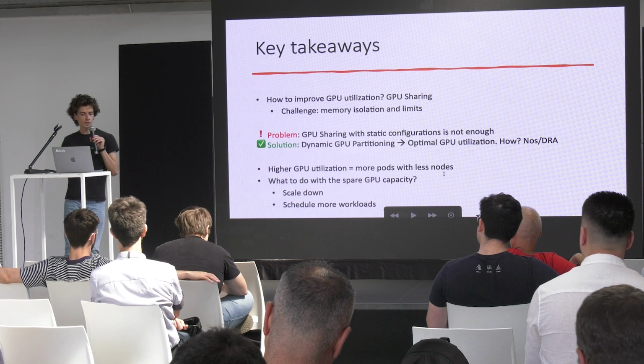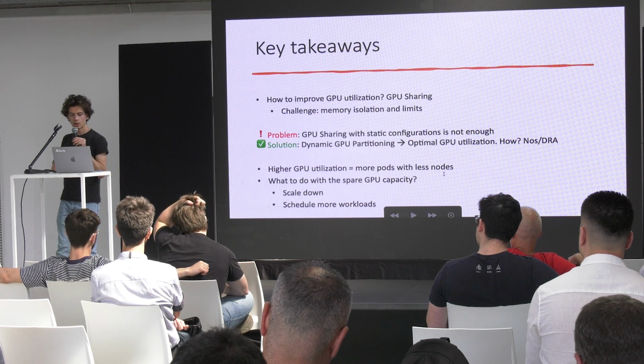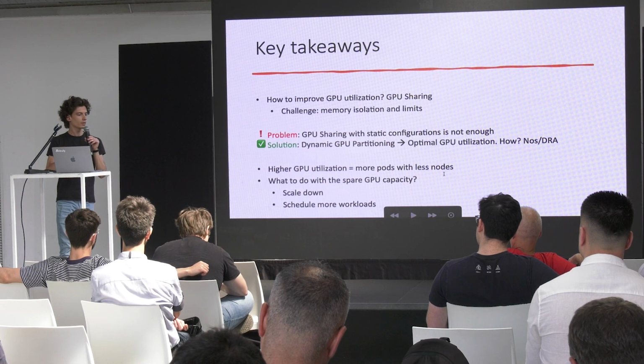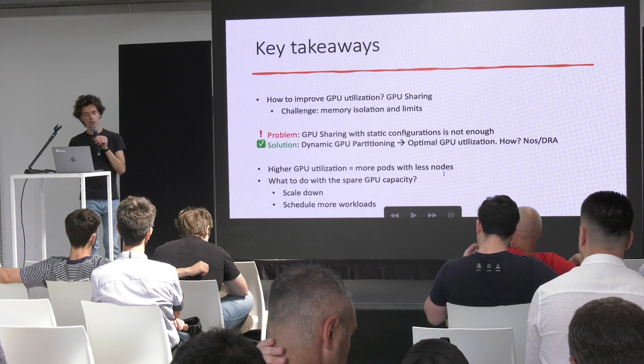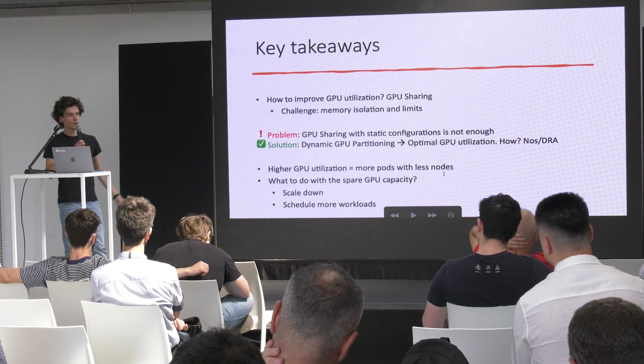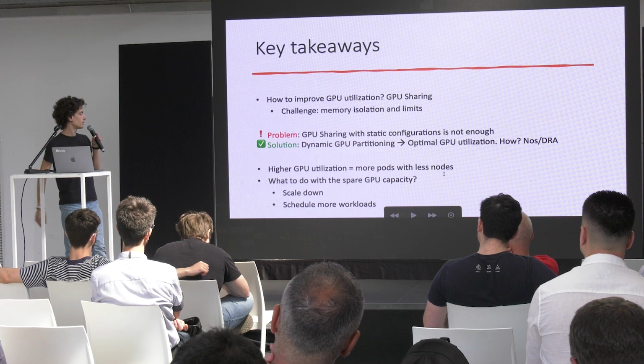So higher GPU utilization means we can schedule more pods with fewer nodes. And what do we do with spare capacity? Well, we can either scale down the cluster if we want to save money, or schedule more workloads. For instance, if we are on-premise, we cannot scale down the nodes. We can, however, use the spare capacity for running more workloads.